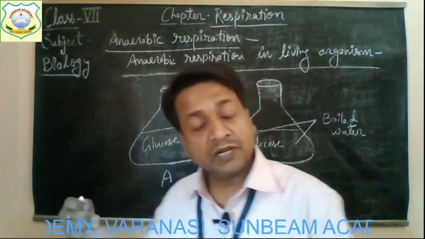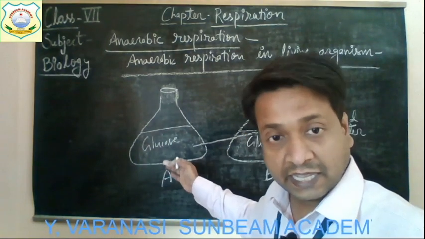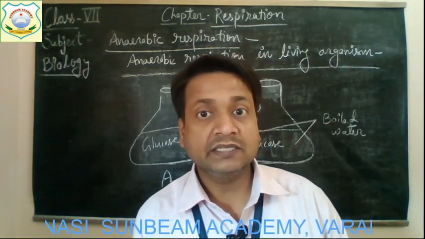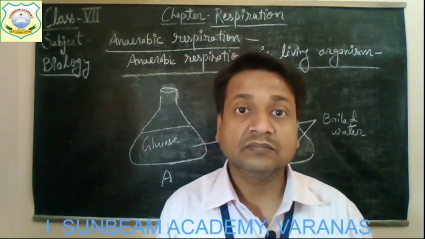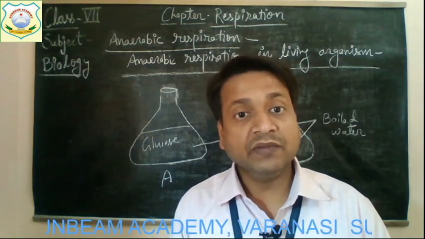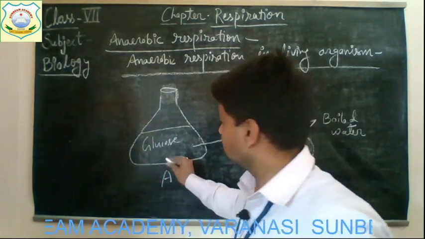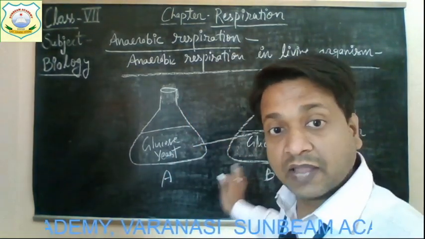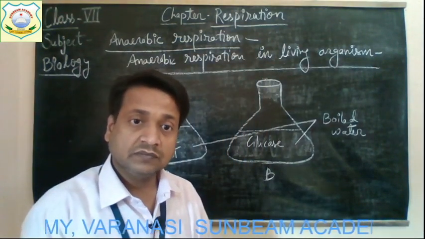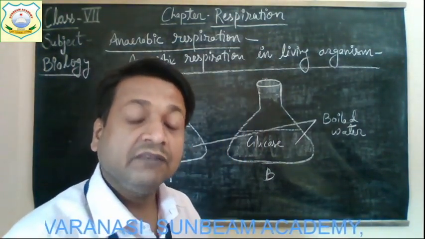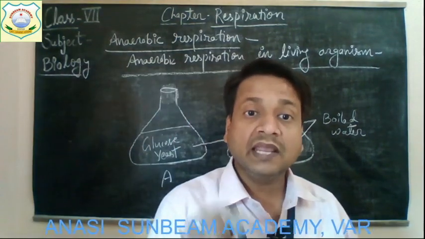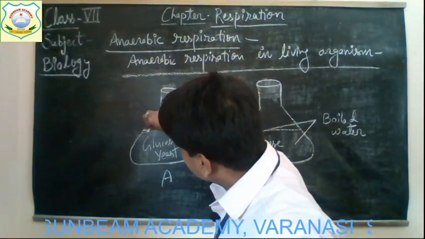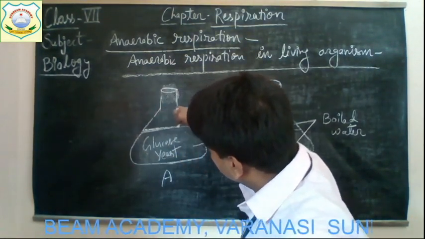After dissolving the glucose in both flask A and B, we will add live yeast. Children, you know about the yeast. It is a unicellular organism. So we will add live yeast only in flask A, but not in flask B. Understood? Now, after adding the yeast in flask A, we will put a thin layer of oil on the water in both the flasks. So, above the water, we will put a thin layer of oil.